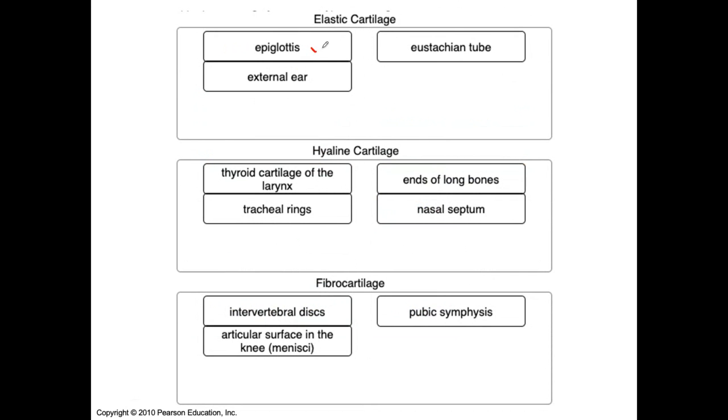Elastic cartilage, elastic, that's the flap. The epiglottis is the flap that closes your airway, so when you swallow food, you don't get food going down your windpipe. The helix of the ear, or the external ear, known as the pinna, and the eustachian tube. That's all elastic. Hyaline cartilage is the cartilage that is found at the end of your bones. They make up your joints. It's in the nose, your nasal septum.